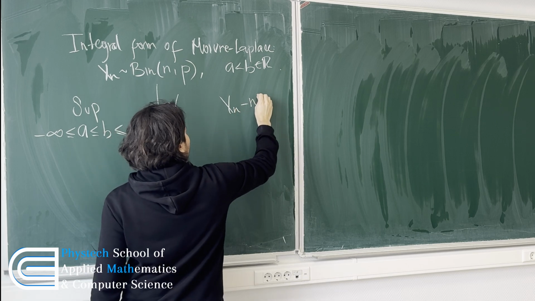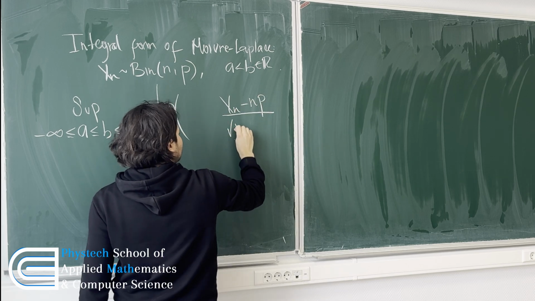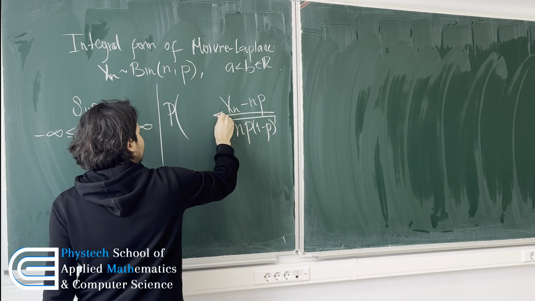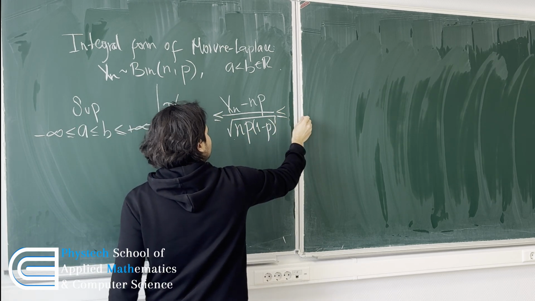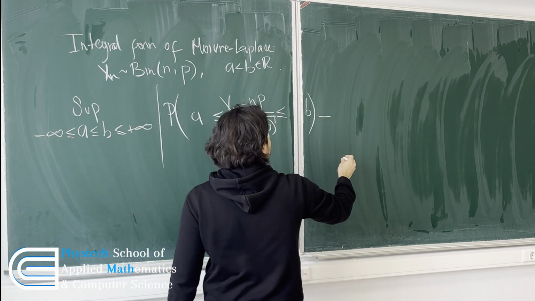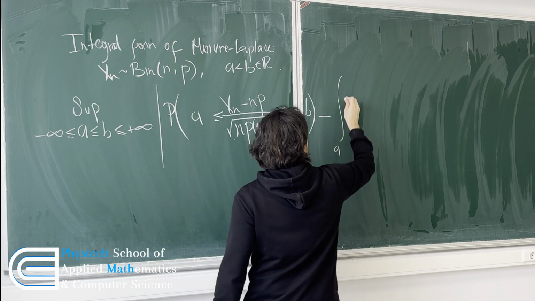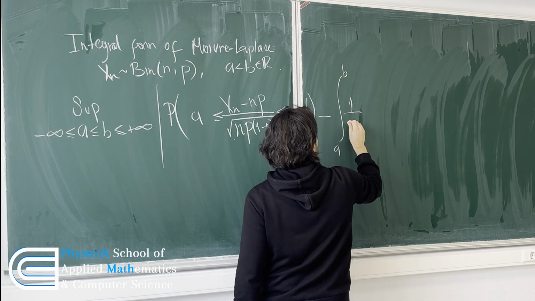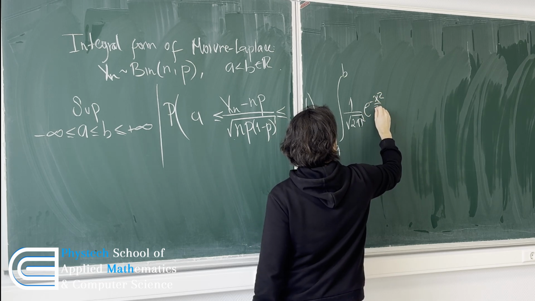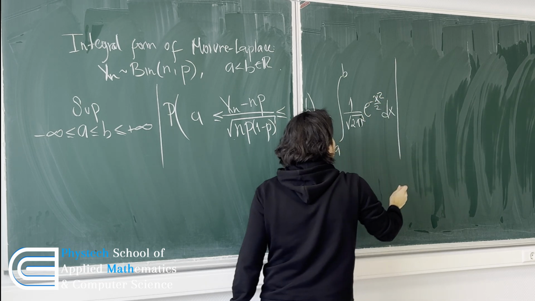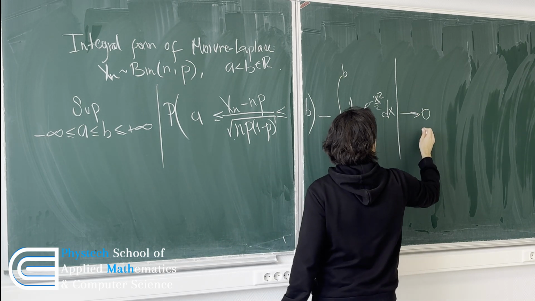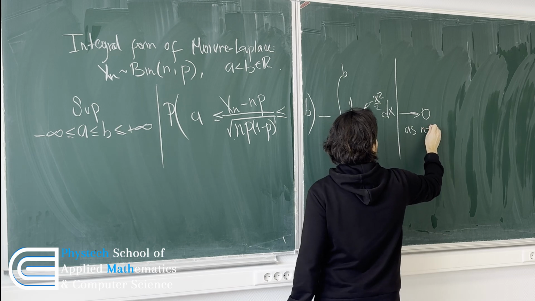that (Xn minus np) divided by the square root of np(1 minus p) is from A to B, we can approximate it, so here minus the integral from A to B of 1 divided by the square root of 2 pi e to the minus x squared divided by 2 dx. This supremum tends to 0 as n tends to plus infinity.